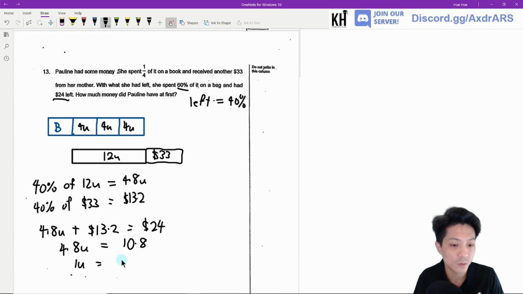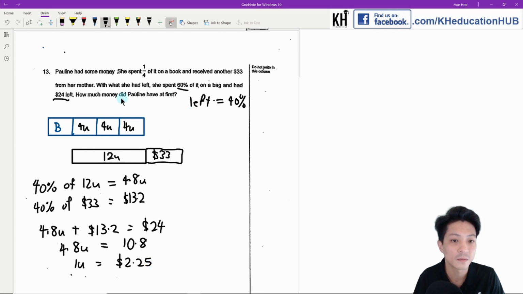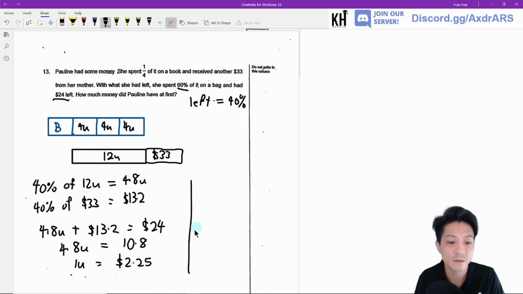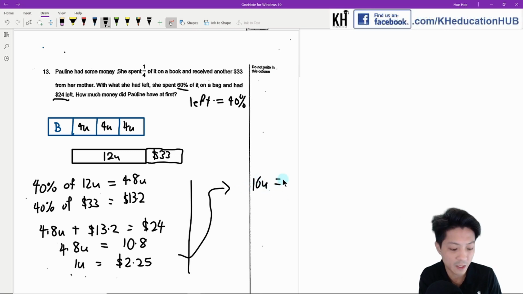Okay, so 1 unit is 2.25. Okay, how much money did Pauline have at first? At first, she's got 16 units, right? Okay, so 16 units is equal to 2.25 times 16. Okay, which is $36.